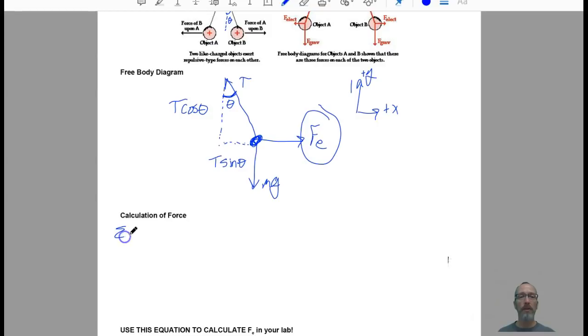Let's first do the sum of the forces in the x direction. Now this thing is static, which means it's not moving. There's no acceleration, so we're going to say that's equal to 0.